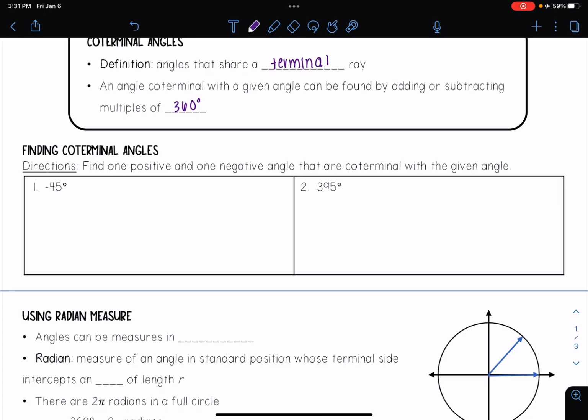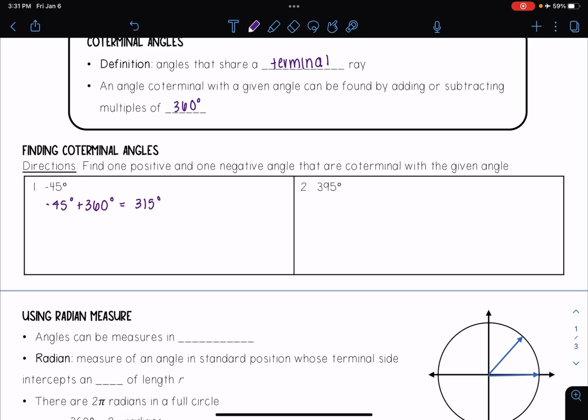So I have negative 45 degrees. I'm going to first go ahead and add 360 degrees. And when I do that, negative 45 plus 360, I get 315 degrees. So I have my positive angle, that's coterminal.